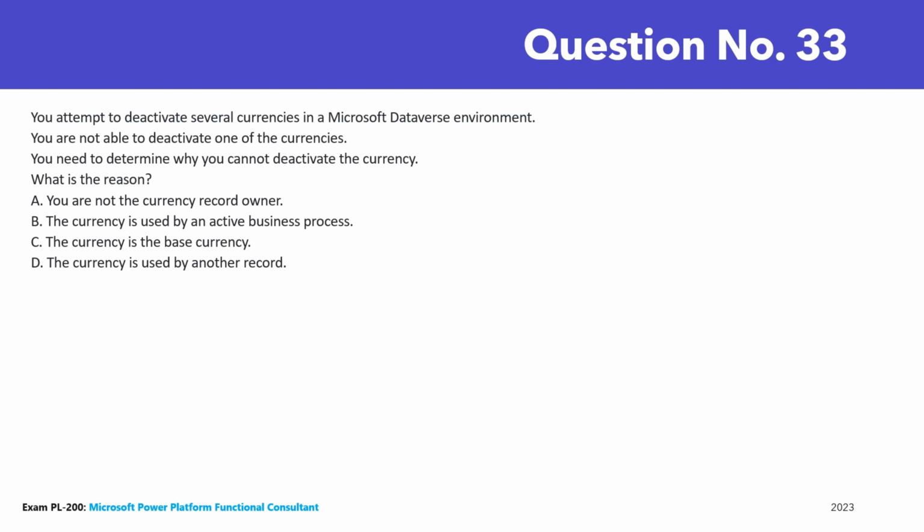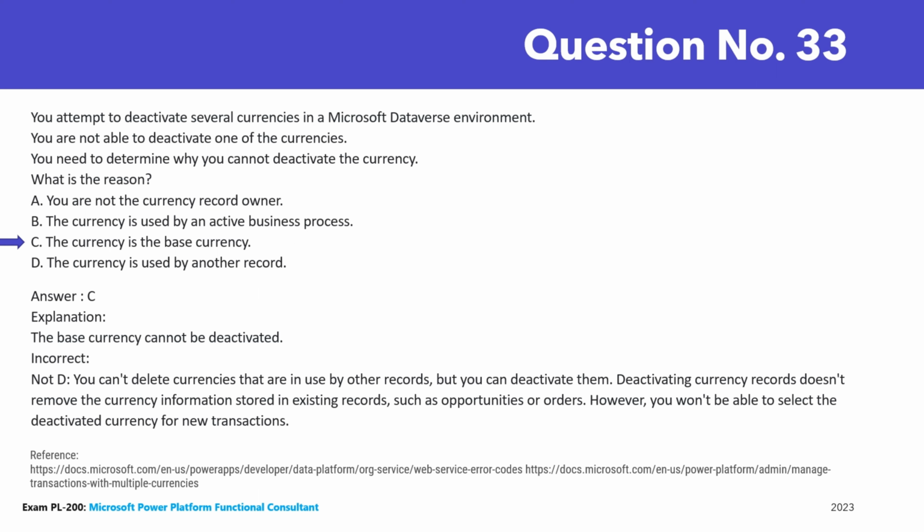A. You are not the currency record owner. B. The currency is used by an active business process. C. The currency is the base currency. D. The currency is used by another record. Correct answer. C. The currency is the base currency.